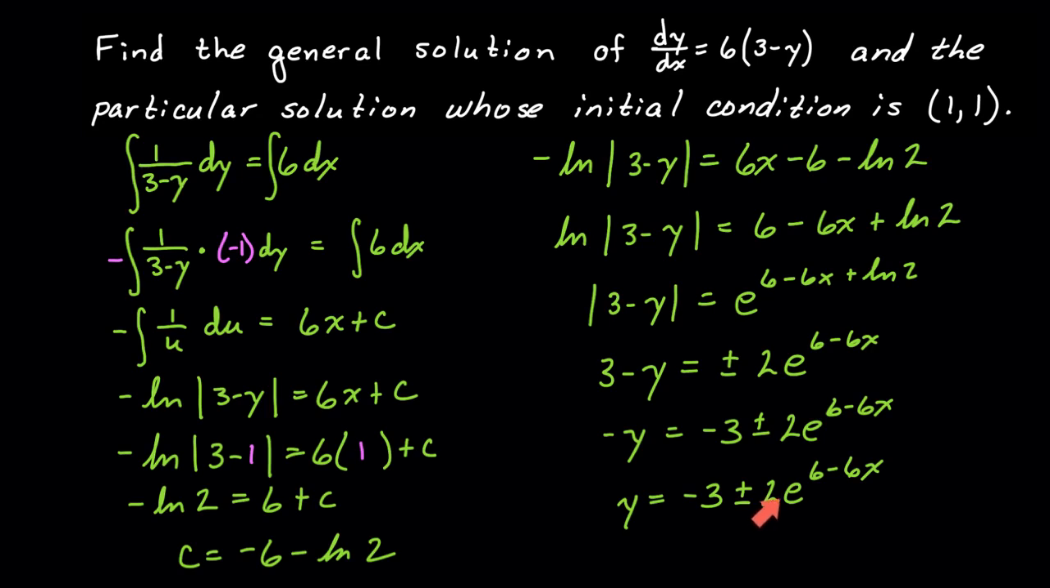Therefore, in order to get 1 as an answer, let me backtrack. This should not be a negative 3, that should be a positive 3 because I divided by my negative right here to get this. All right, so remember this came out to a 2, and so in order to get 1 for a y value, that means we have to use the minus. So it would be 3 minus 2e raised to this power. And that will be our final solution.